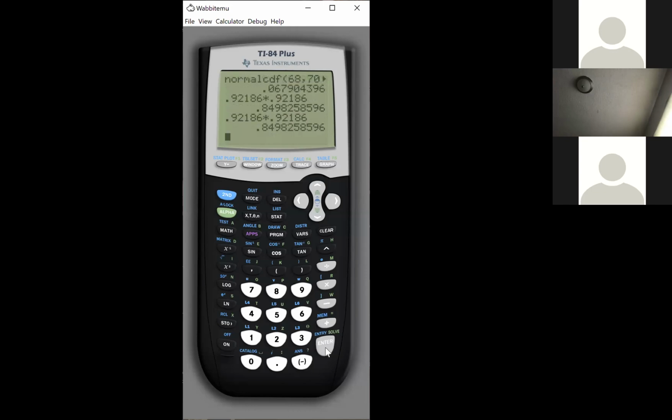And you should get the probability that the first 60-year-old male survives and the second 60-year-old male survives, it's 0.8498. And that's your final answer for that part A. Any question in regard to part A?